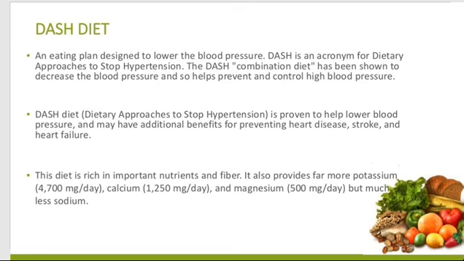Now we're going to discuss the DASH diet. What is the DASH diet? DASH stands for Dietary Approaches to Stop Hypertension. It is proven to help lower blood pressure and may have additional benefits for preventing heart disease, stroke, and heart failure. This diet is rich in important nutrients and fiber. It also provides more potassium, calcium, and magnesium, but less sodium.